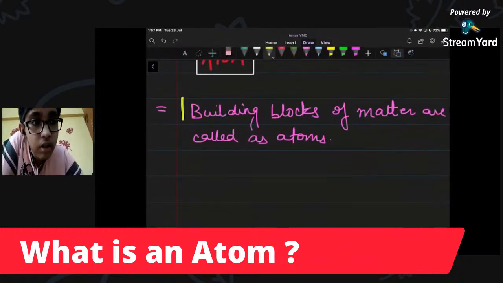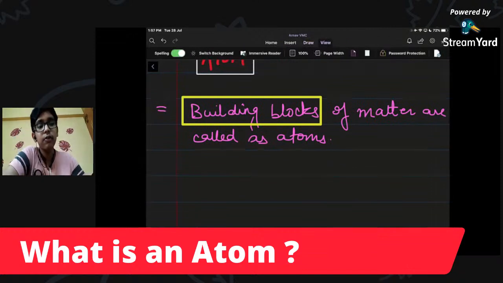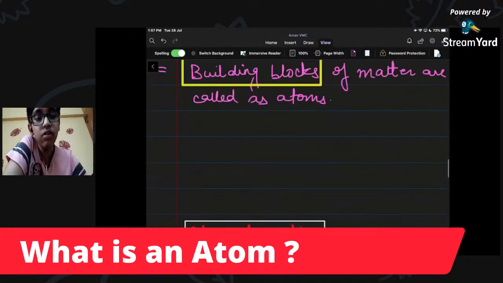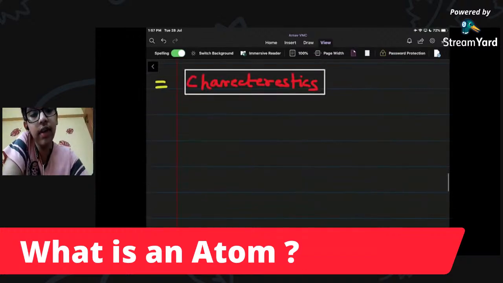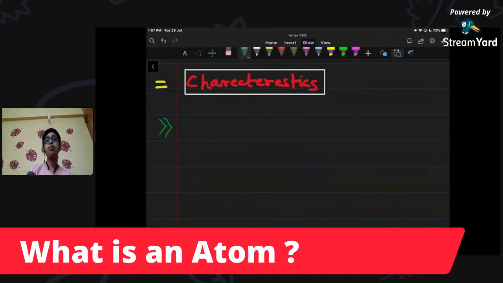I am making a rectangular box: the building blocks of matter. What are those? The building blocks of matter are called as atoms. This was the first point of atoms. This is the only point of atom. There is one subtopic here also, that is the characteristics of atoms. I will write the characteristics also. Please remember, the characteristics of anything are very important.